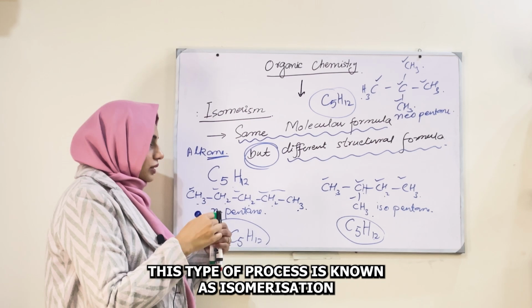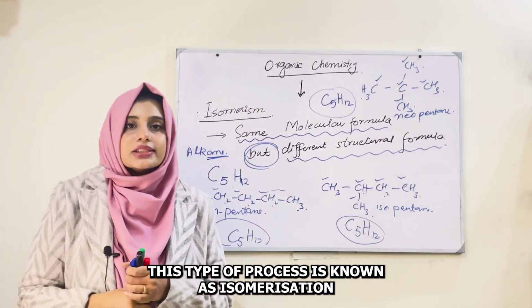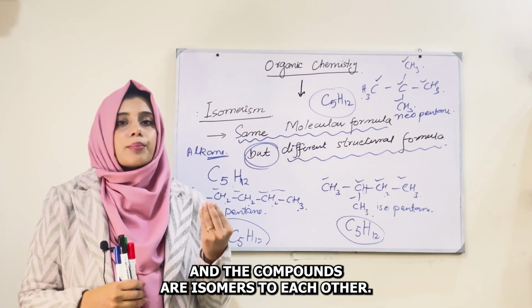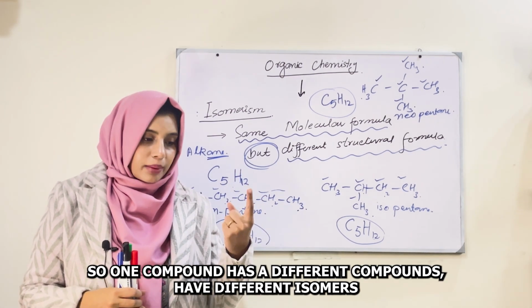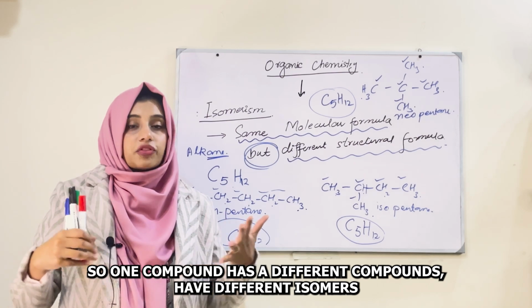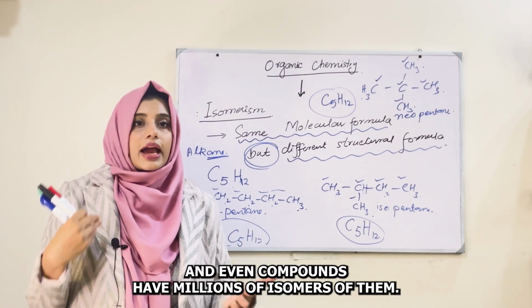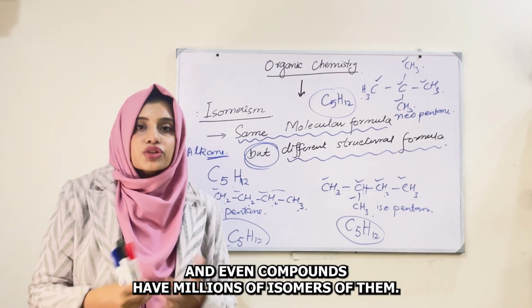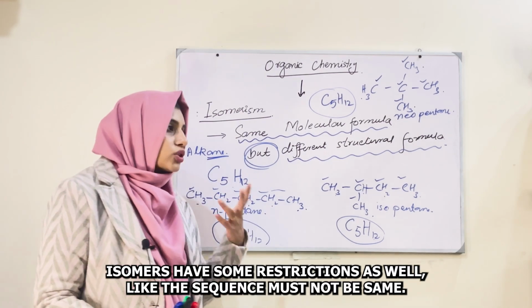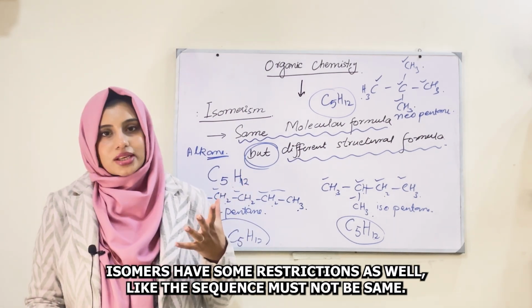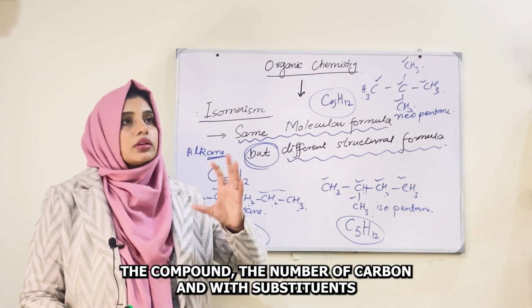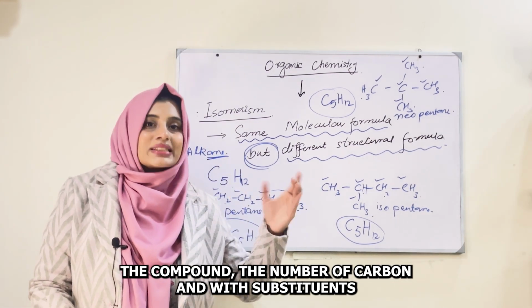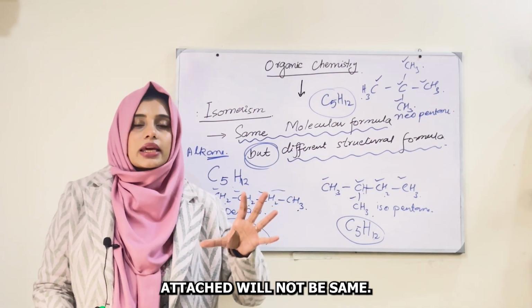This type of process is known as isomerization, and the compounds are isomers of each other. So one compound can have different isomers, and even some compounds have millions of isomers. Isomers have some restrictions as well, like the sequence must not be the same, and the carbon on which the substituent is attached will not be the same.